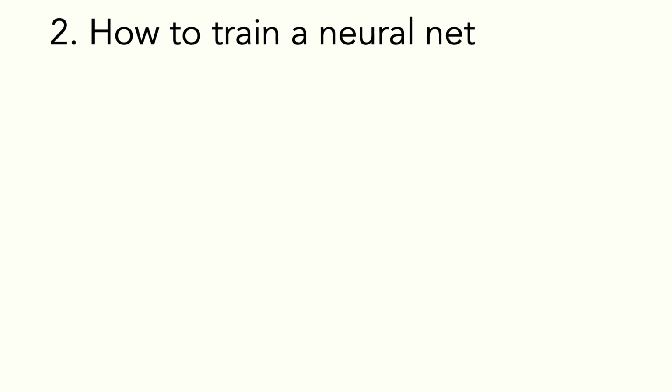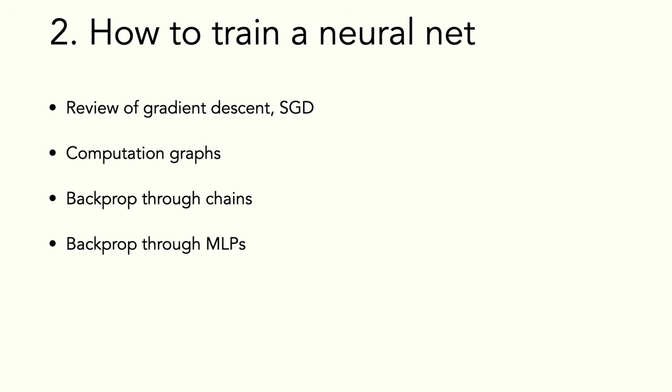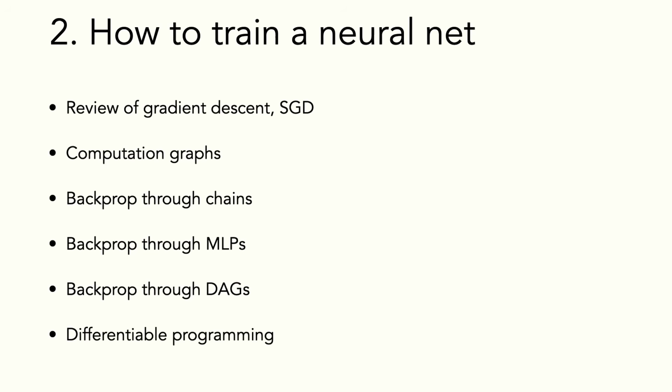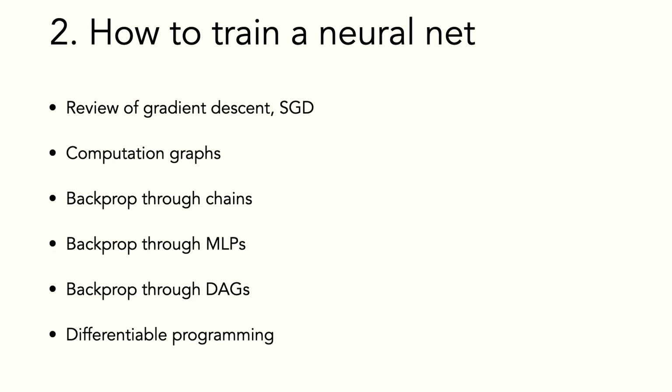So today, we're going to talk about how you actually train a neural network. First, we're going to start with a bit of a review of gradient descent, SGD, at a high level, and some optimization ideas. Then we're going to introduce the concept of a computational graph. We'll talk about backpropagation through chains and through multi-layer perceptrons. We'll talk about backpropagation through DAGs, and then we will get into the concept of differentiable programming.